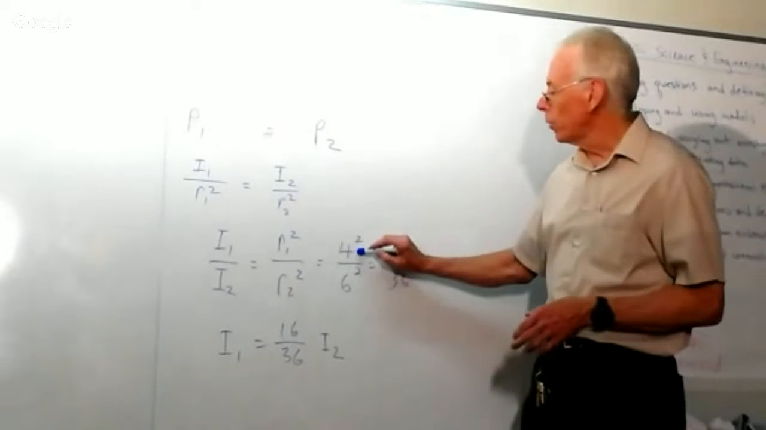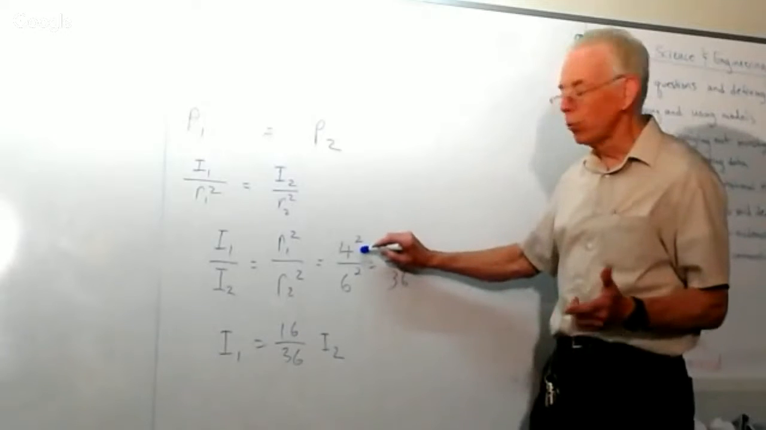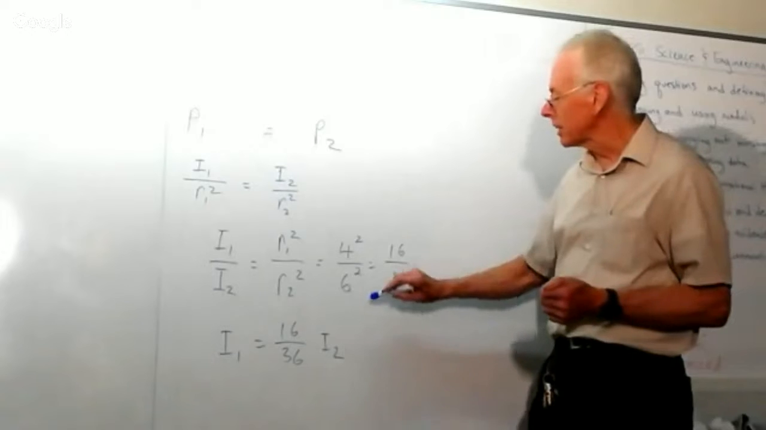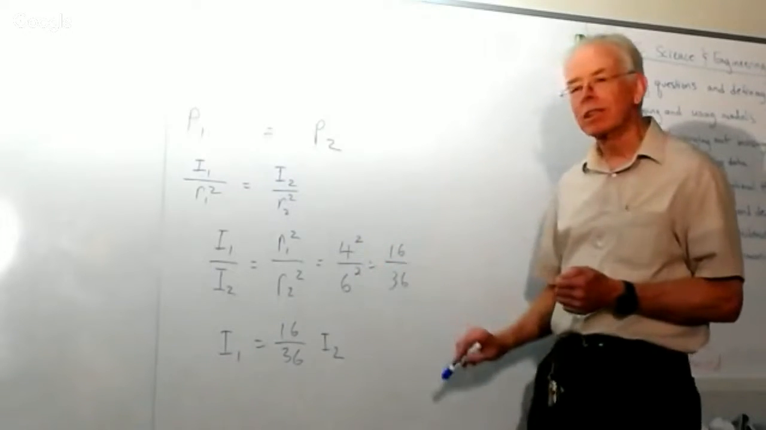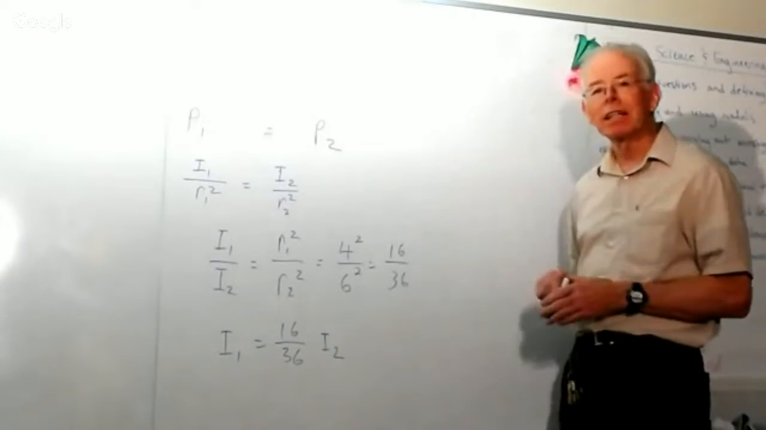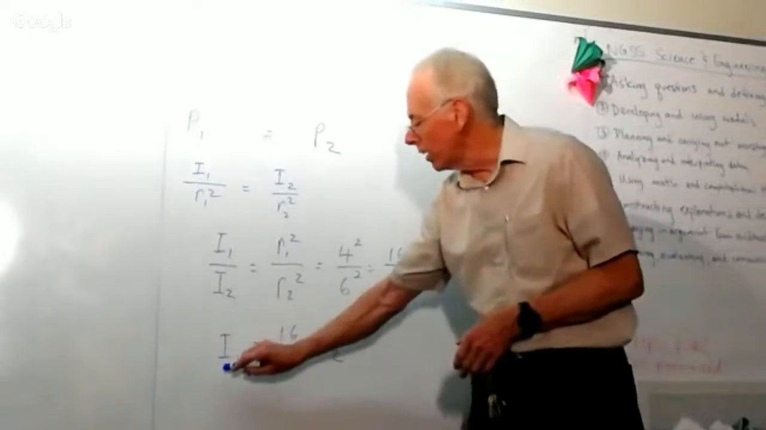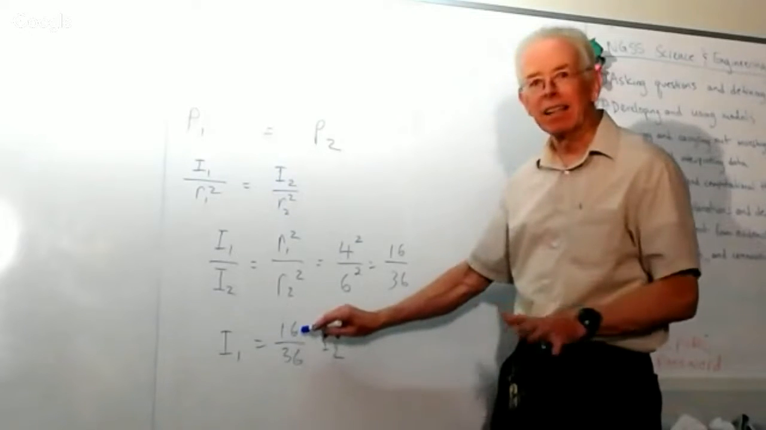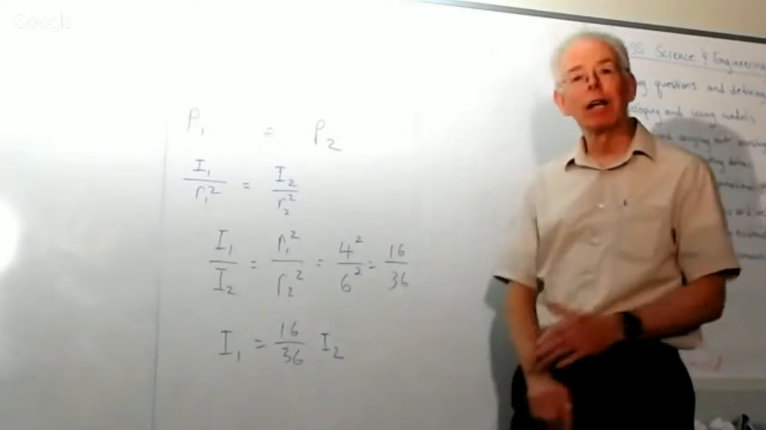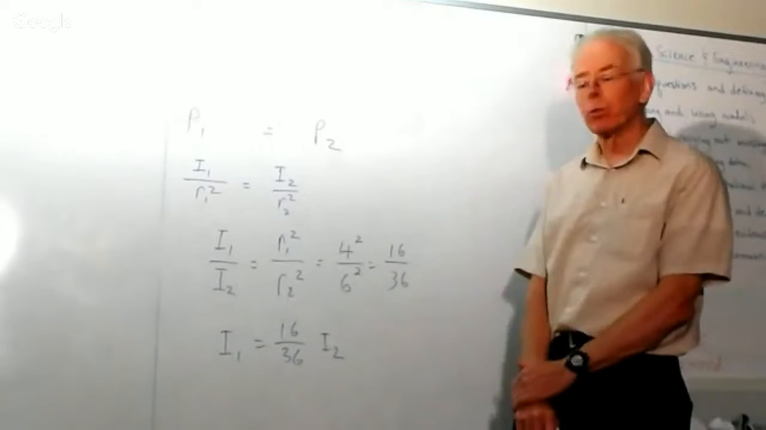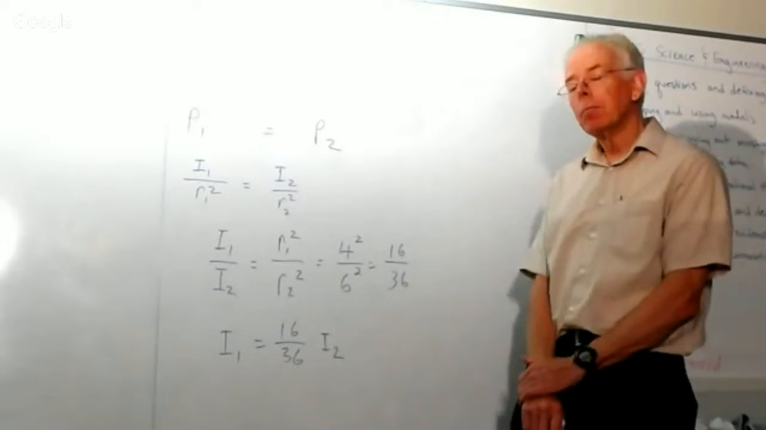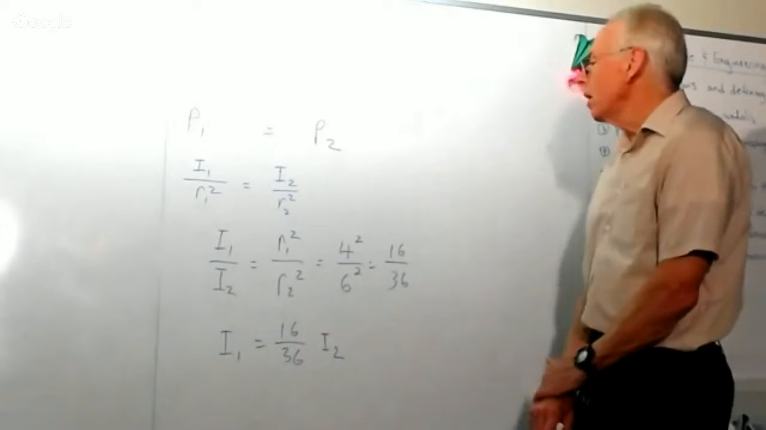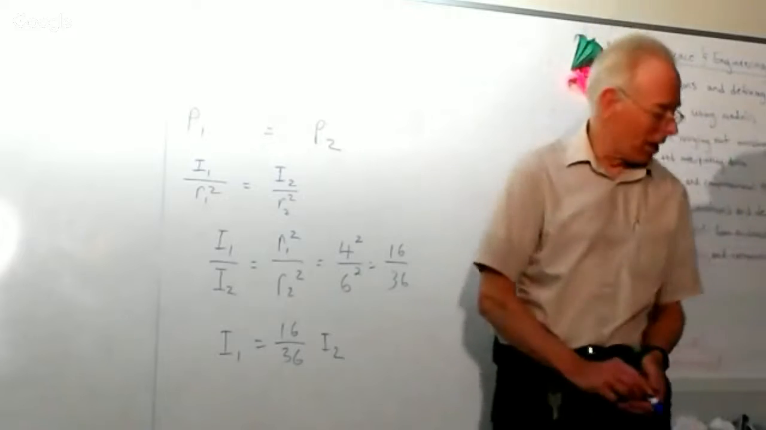The distance to 1 was 40 centimeters, so I put in 4. The distance to 2 was 60 centimeters, so I put in 6. So the ratio is 4 squared over 6 squared. That's 16/36. And now I can solve: the intensity of light bulb 1 was 16/36, a little less than half of the intensity of light bulb number 2, even though it used 3 times the power. But the question was, how does this work for the sun? Well, I'm going to put in some numbers for you on the spot right here.